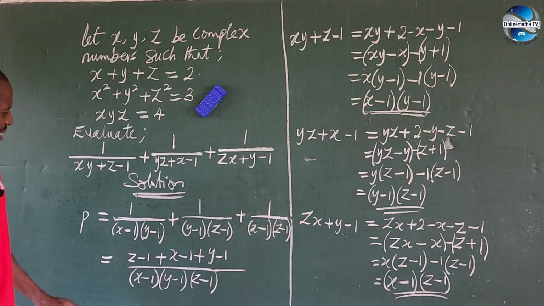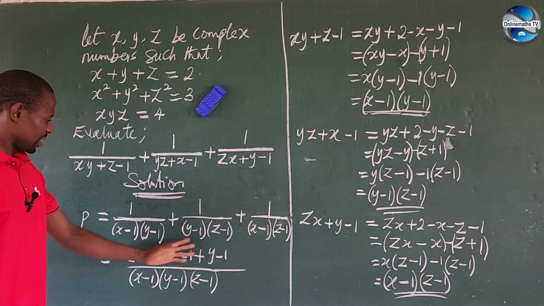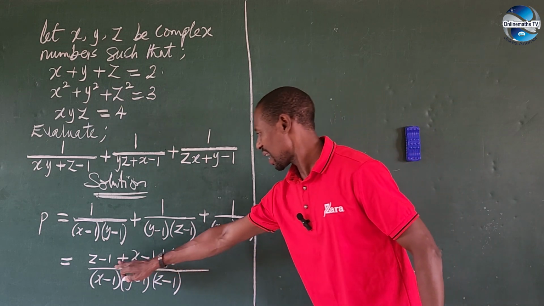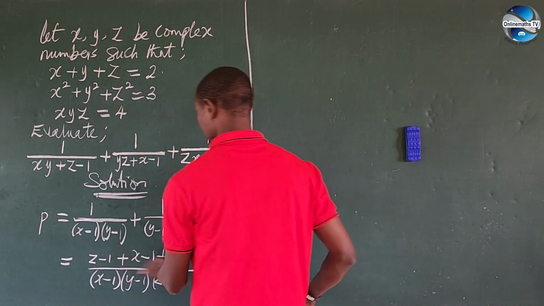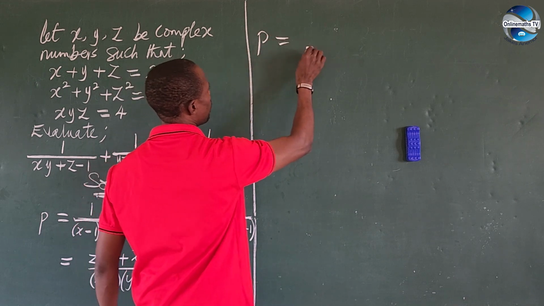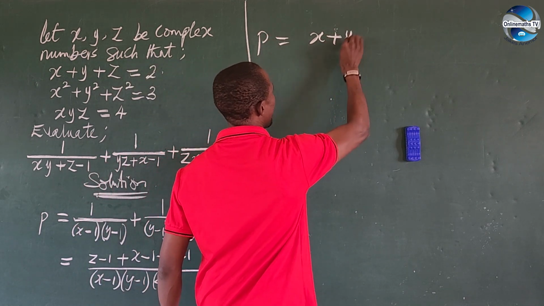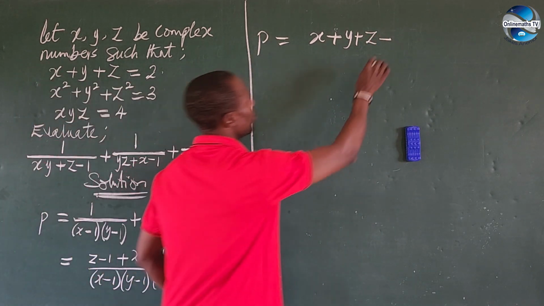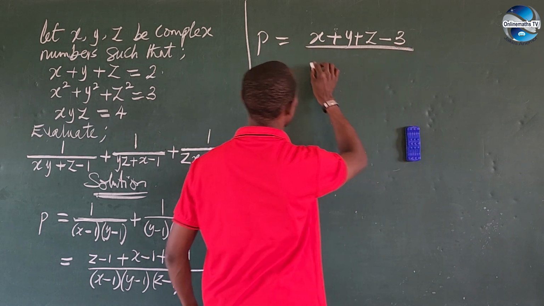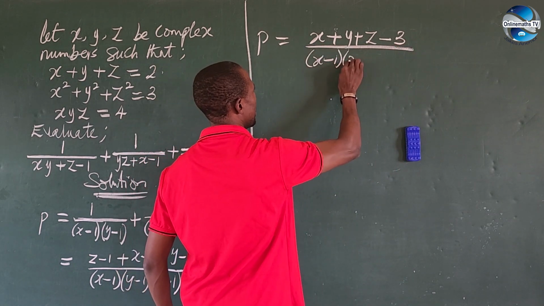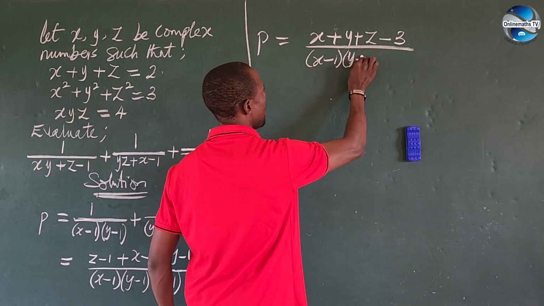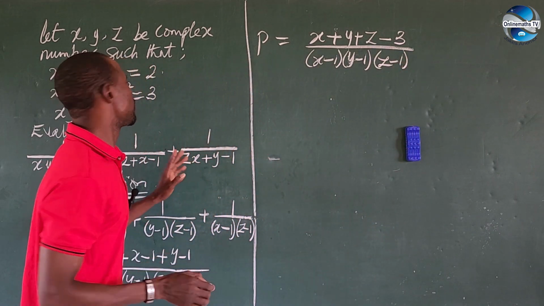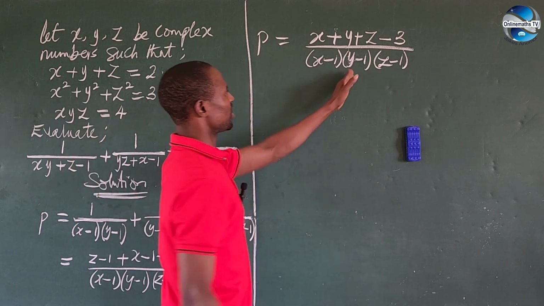If we add up what we have here now, this will give us, so let's continue on this side of the board again. From here we can now add our x plus y plus z and this side. So we have our p is equal to x plus y plus z minus, because here we have minus 1, minus 1, minus 1, so minus 3. Everything all over x minus 1, bracket y minus 1 into z minus 1. Easy. So we've reduced the complex expression to this level now.